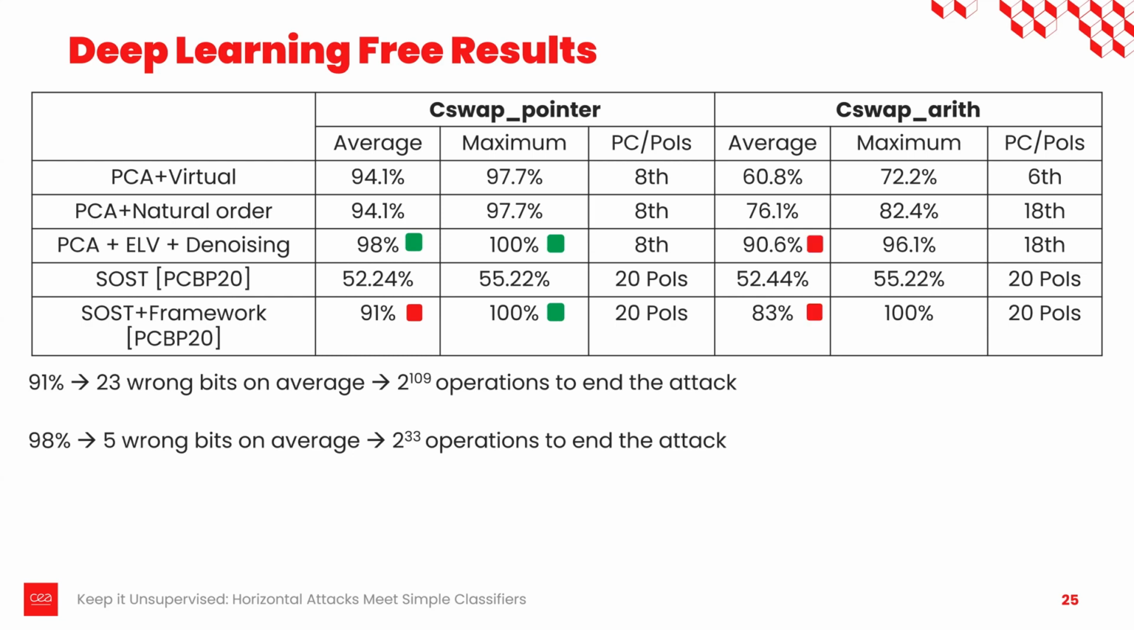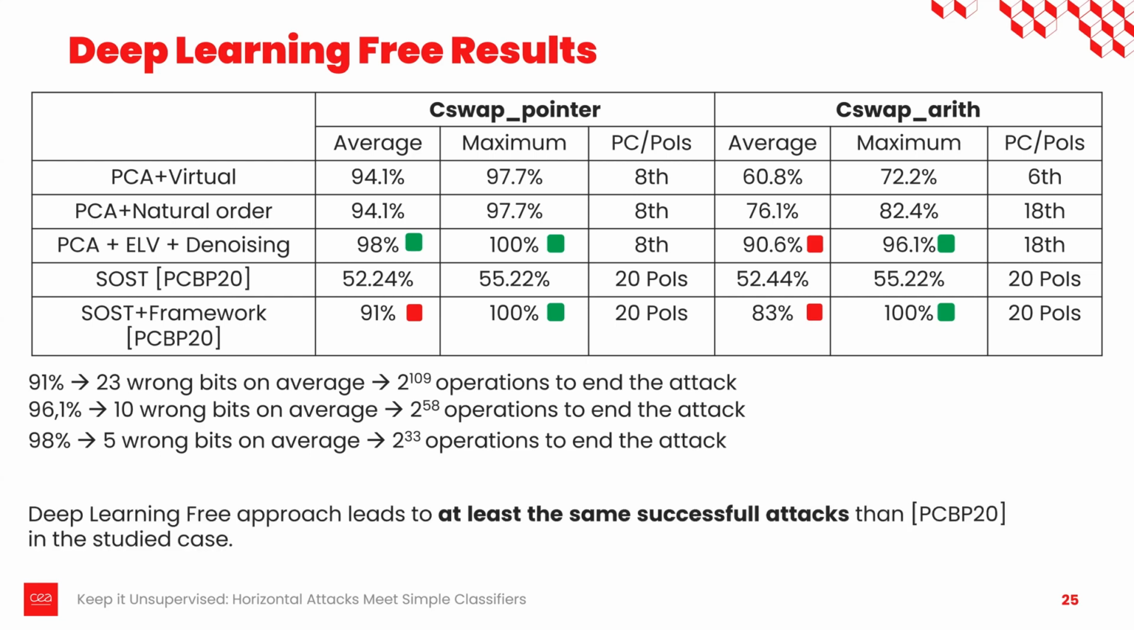Concerning the arithmetic dataset, both the iterative framework and the classical strategy fail to obtain a successful attack on average. However, if we look at the maximal accuracy, we observe that even if our classical approach does not achieve the 100% accuracy that we obtain using the iterative framework, it still allows to conclude a successful attack by means of 2 to the power of 58 complementary operations. So in conclusion, the iterative-framework-free approach leads to at least the same successful attack as the approach proposed in 2021 for the studied case.